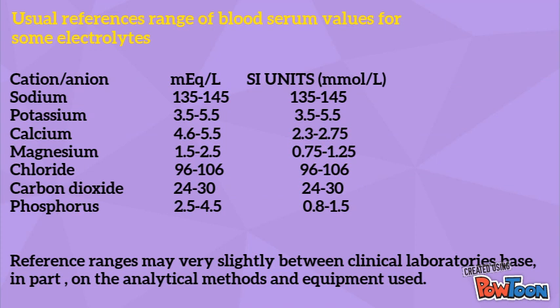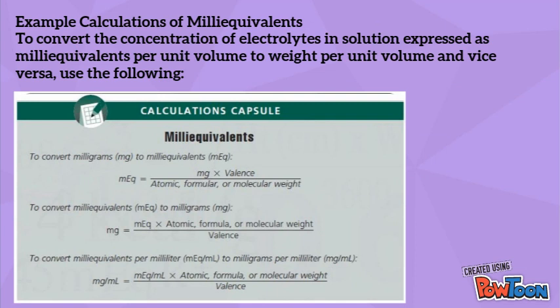Useful references: range of blood serum values for some electrolytes. Here, example calculations of equivalents. To convert the concentration of electrolytes in solution expressed as milliequivalents per unit volume to weight per unit volume and vice versa, use the following equations.